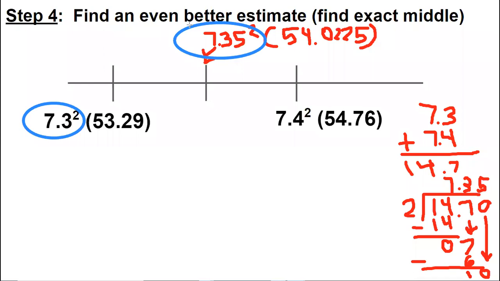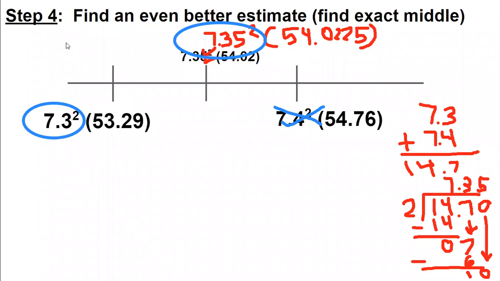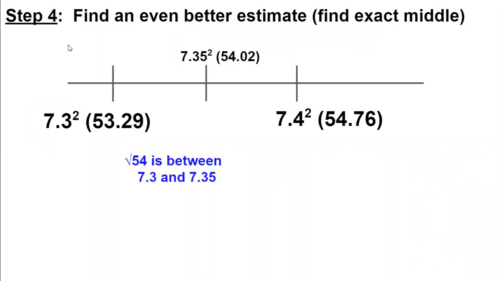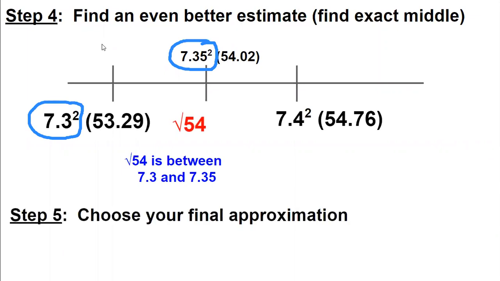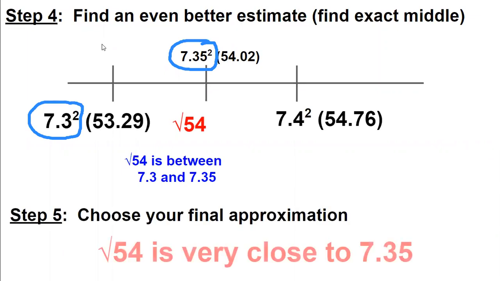So we would then drop off the 7.4. So let's see what we did here. Okay, they did put it up there for us, so let's clear this. So square root of 54 is going to be between, like I said, the lower limit and the upper limit is now this, right? So we're trying to find an even better approximation. 54.02 is very, very, very close, right? So choose your final approximation. We're going to choose 7.35 because that is very, very, very close to 54.